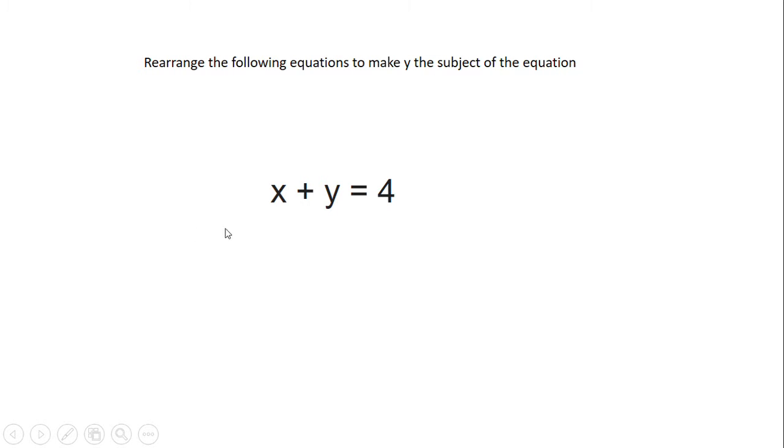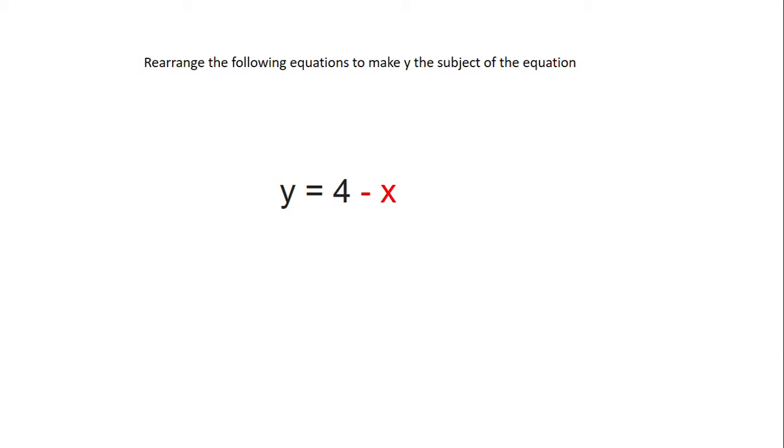The first thing you always got to do when you're rearranging a formula is to ask yourself what is happening to y at the moment. At the moment x is being added to y. So how do we get rid of that x? What's the opposite of adding on x to something? It's to take x away. So we're taking x away. But to make the equation, the formula balanced, we've got to take x away from both sides. And that's what our answer is going to look like.